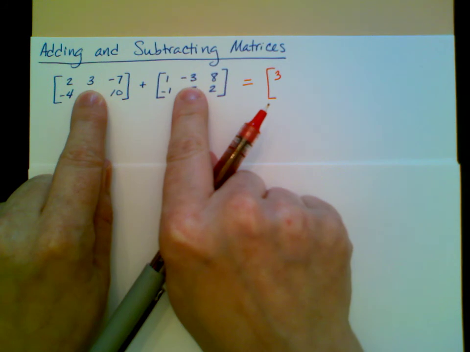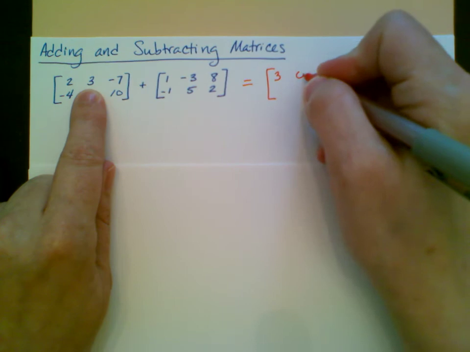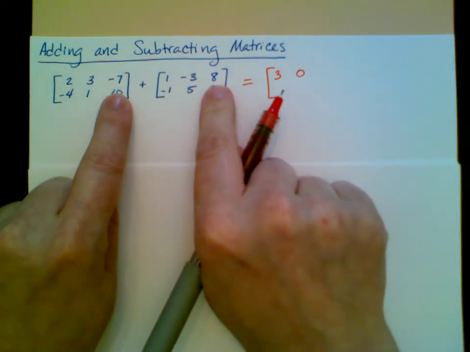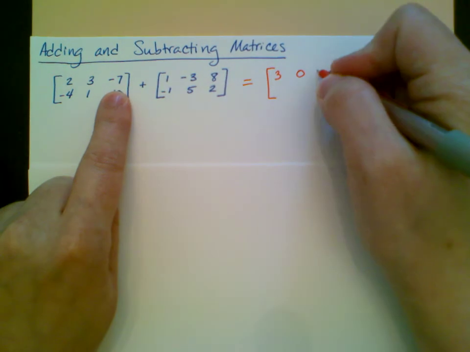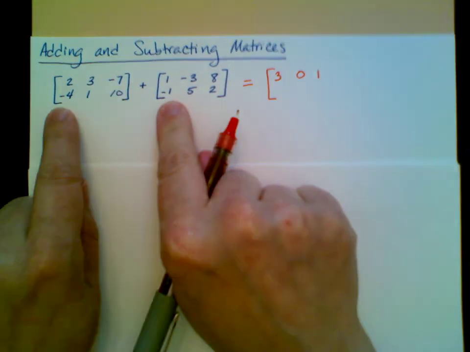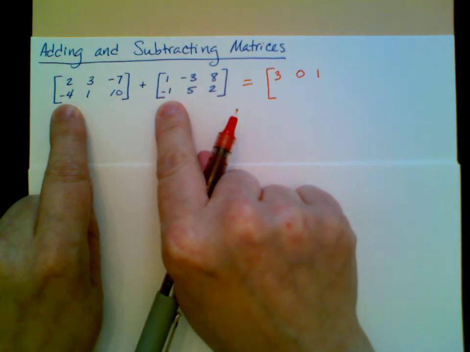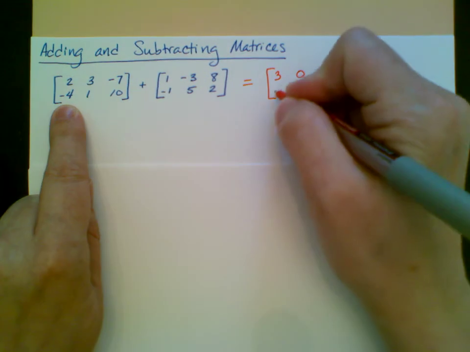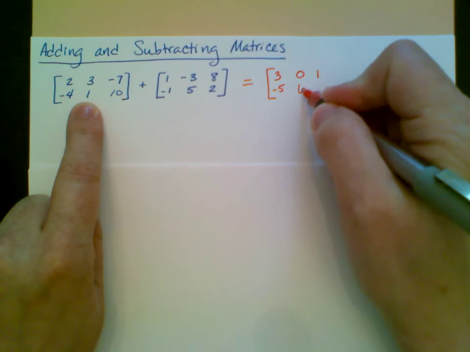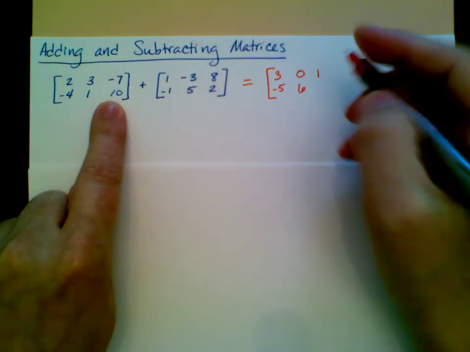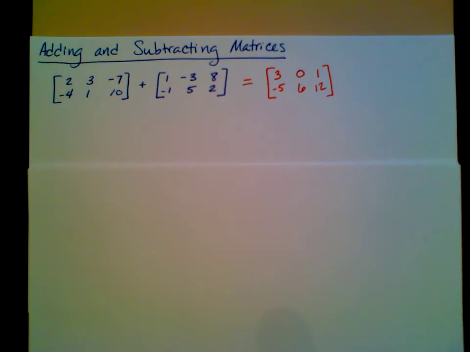In row 1, column 2, I have 3 plus negative 3. So that's 0. In row 1, column 3, I have negative 7 plus 8. So that is 1. Then row 2, column 1, I have negative 4 plus negative 1. So that's negative 5. 1 plus 5 is 6. And 10 plus 2 is 12. And that's it. There's my answer.